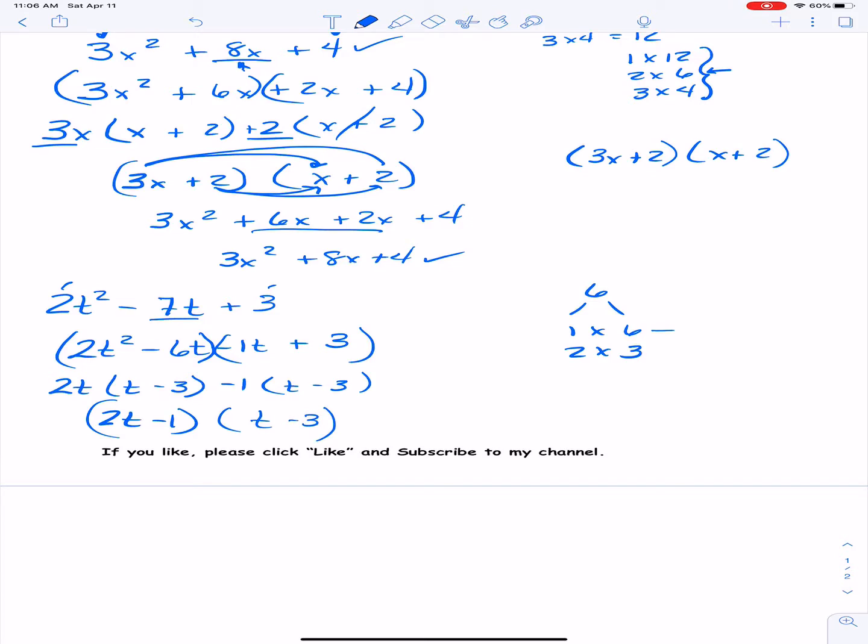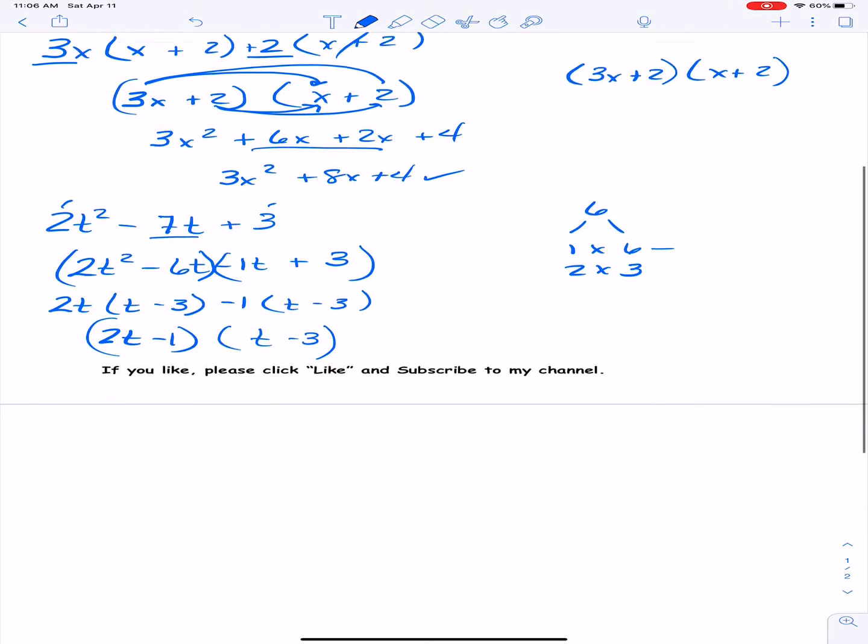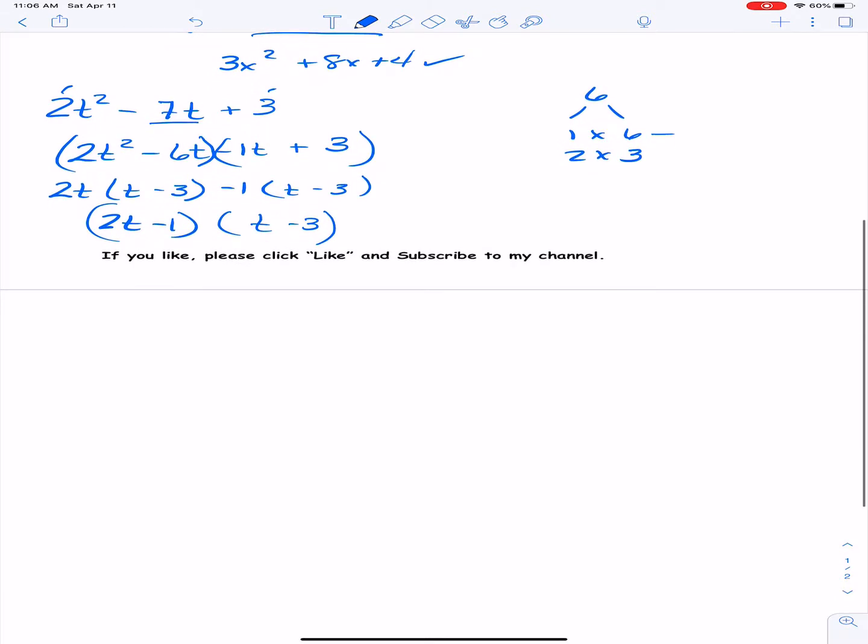Okay, here we go, one more. Let's try another. Let's do 3n squared plus 14n minus 5. So here we go. 3 times 5 gives me 15. And if you'll notice, I'm not bothering that it's 3 times -5 because that doesn't have any bearing on this.